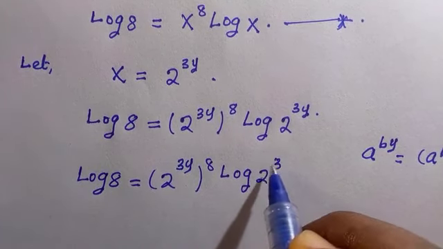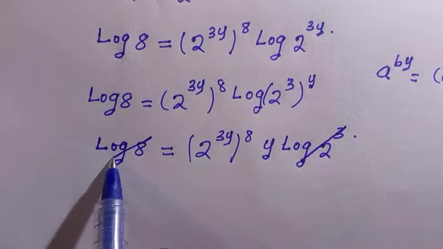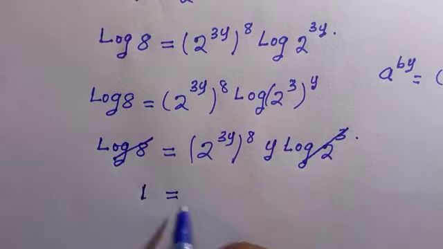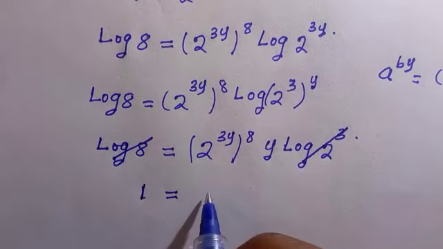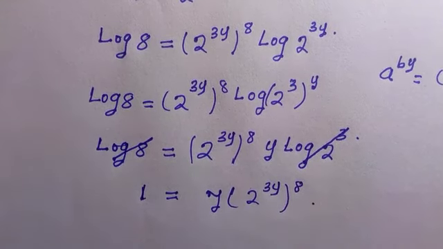The next thing is, this y can come down according to the rules. So we have log 8 equals 2 raised to power 3y, raised to power of 8, times y log 2 raised to power of 3. Here log 8 and 2 raised to power 3 is still 8, so log 8 can cancel log 8, and here we have 1 equals y times 2 raised to power 3y, all raised to power of 8.